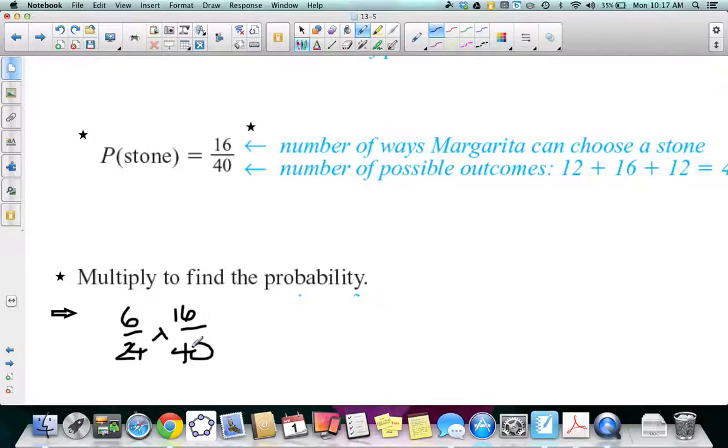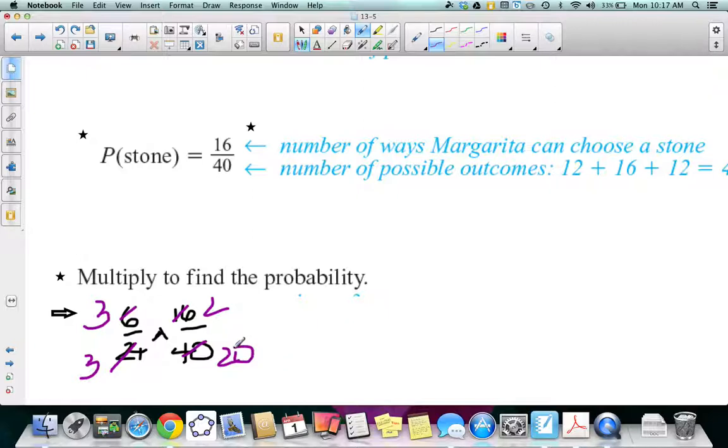And if you notice, when you multiply these two, you can cross cancel 24 and 16. The GCF of 24 and 16 will be 8. So 16 divided by 8 is 2, and 24 divided by 8 is 3. And the GCF of 6 and 40 is 2. So 6 divided by 2 is 3, and 40 divided by 2 is 20.